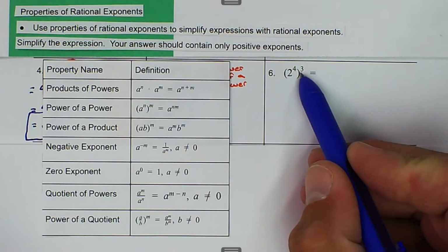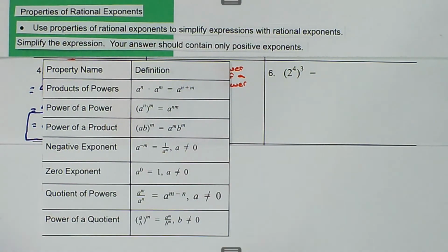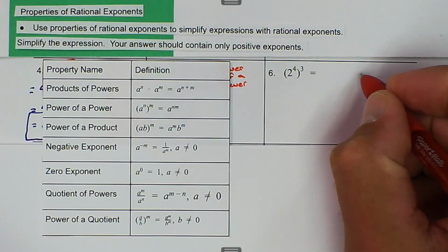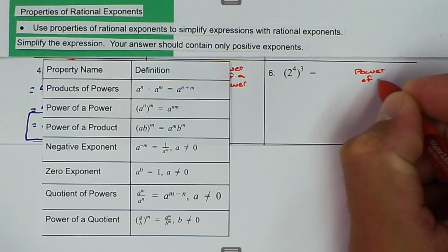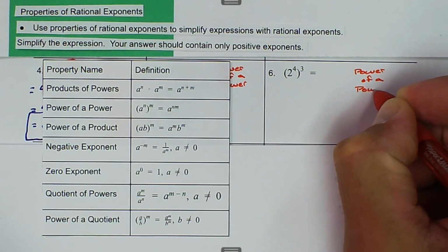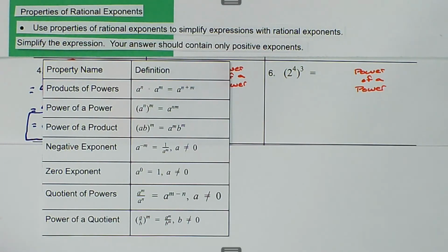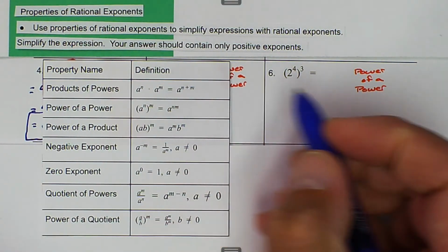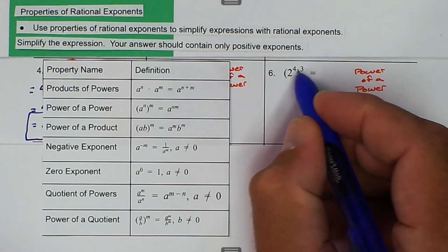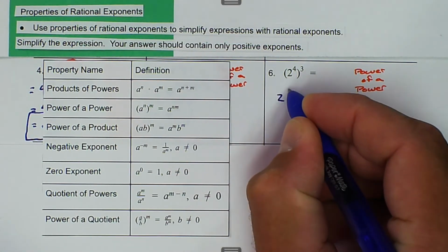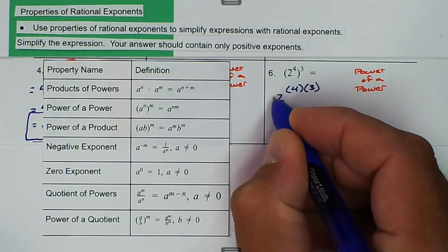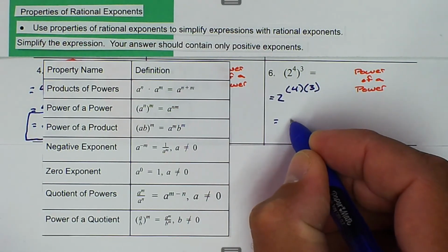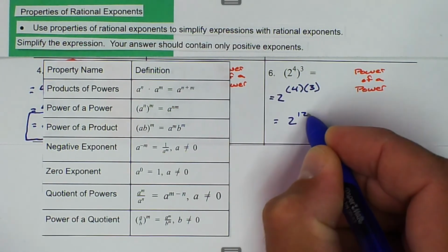Over here we have 2 to the 4th raised to the 3rd power. So again, that's power of a power. And what we do with power of a power is we multiply the exponents together. So 2 to the 4th times the 3rd, and we get 2 to the 12th.